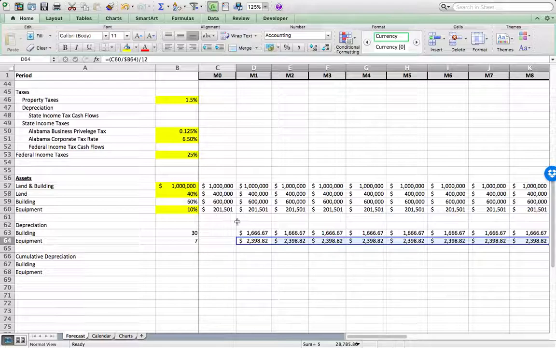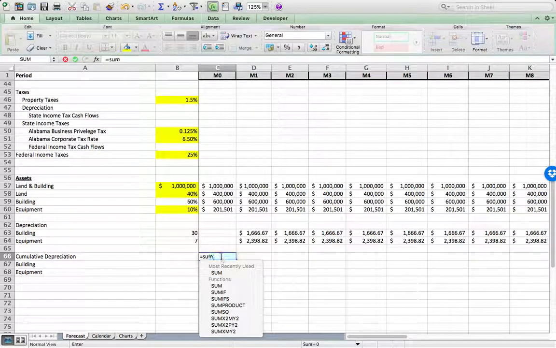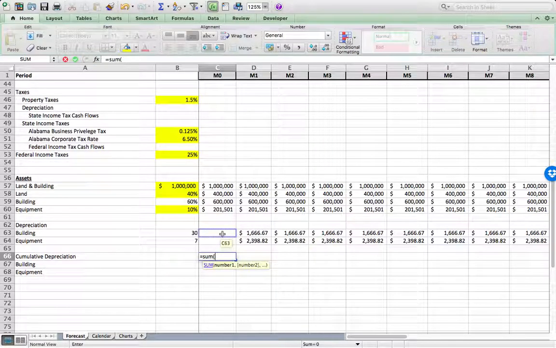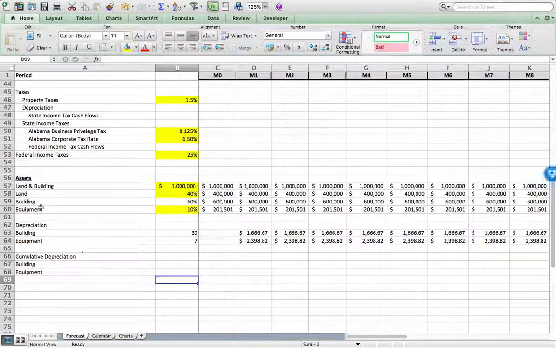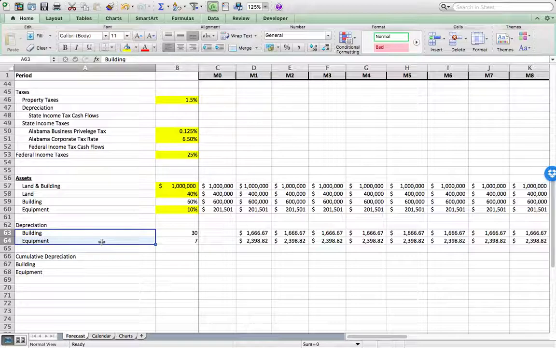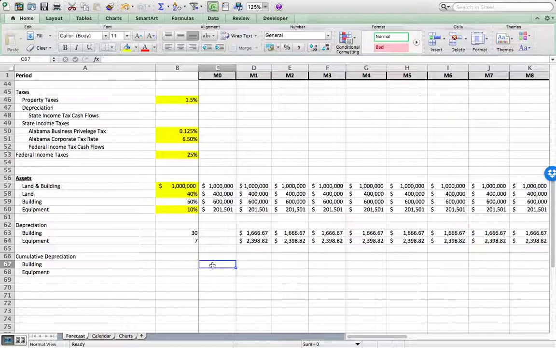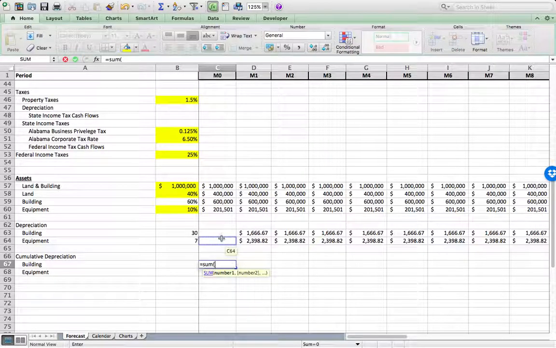So we've got that built out kind of for the months. Now, what you want to do is you need to keep track of your cumulative depreciation. So your cumulative depreciation is equal to the sum of everything cumulatively. So for your building, I guess it would help if we did a little bit of this. Keep my head straight about what rows I'm working on. There we go. All right, so for the building, it equals the sum of everything to date at any point in time.